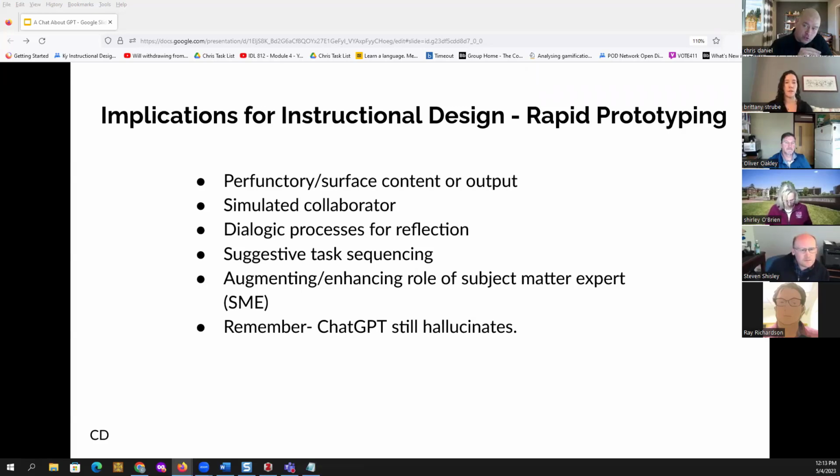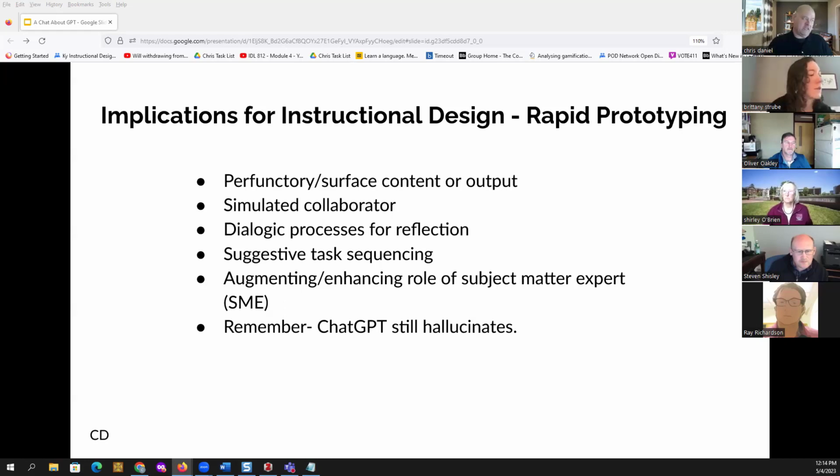And I'm going to pick on social work. So social work faculty can tell me I'm really off base, or this was really a kind of a cool exercise. So, for example, perfunctory or surface level content or output. I think ChatGPT has a very good, and remember, we do a lot of rapid prototyping in instructional design. There's a 1990 article I've referenced on why we do that, what are the implications, and where may this fit, where may it not fit.